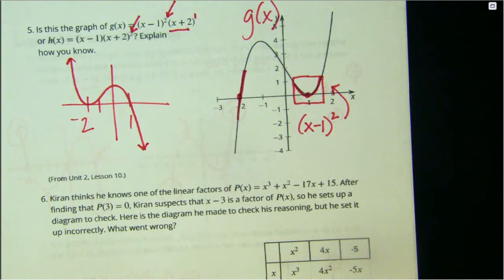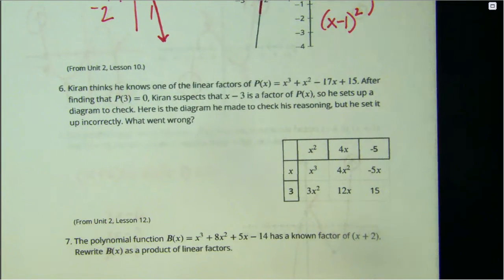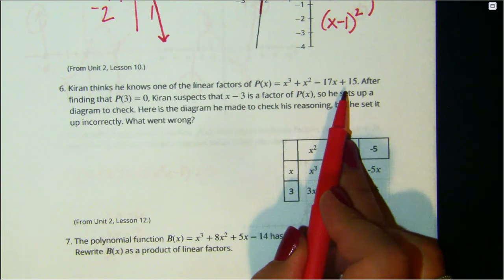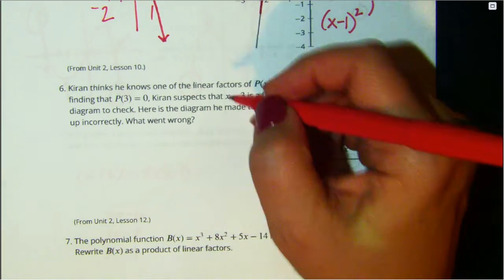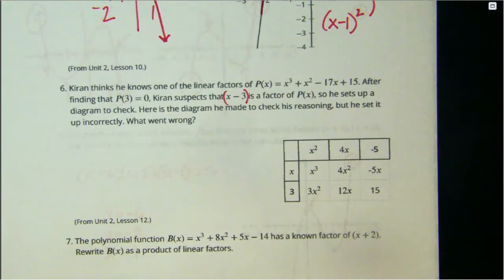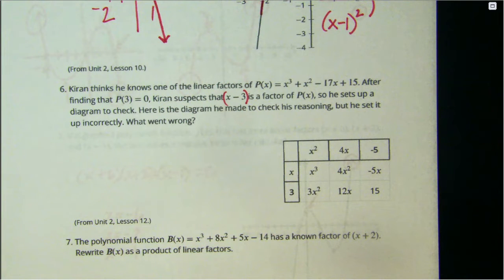All right, number 6. Kieran thinks he knows one of the linear factors of this polynomial. After finding that p of 3 equals 0, he suspects that x minus 3 is a factor. So he sets up his diagram. So he's going to work backwards. If it's a factor, the whole box should work out. Here's the diagram he made to check his reasoning, but he set it up incorrectly. What did he do wrong?